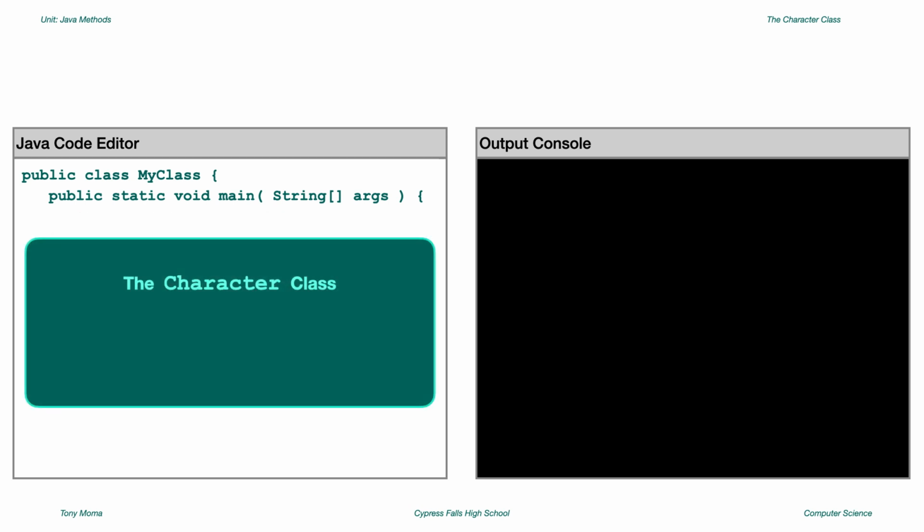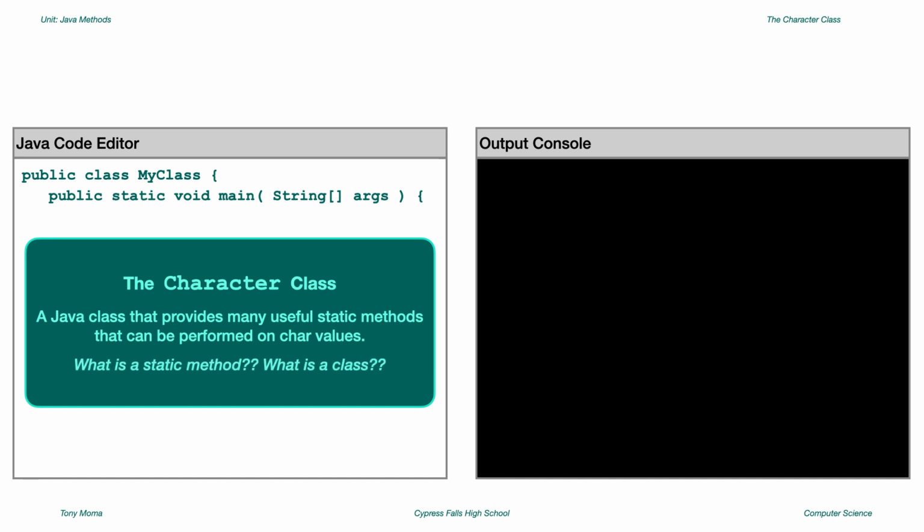We'll close this video out by discussing the character class. Now, what is the character class? A Java class that provides many useful static methods that can be performed on char values. Now, after reading that, you might be wondering, what is a static method? What is a class? For now, don't worry about that. We will explore the definitions of those keywords later on in the course. For now, all we need to focus on is how the character class is being used.